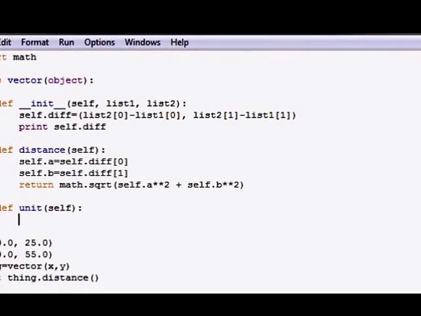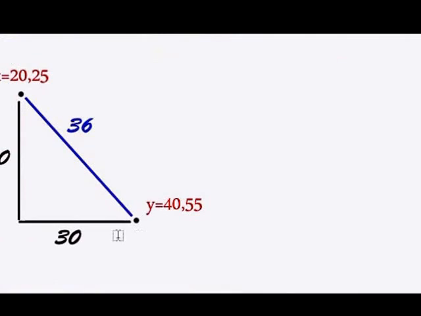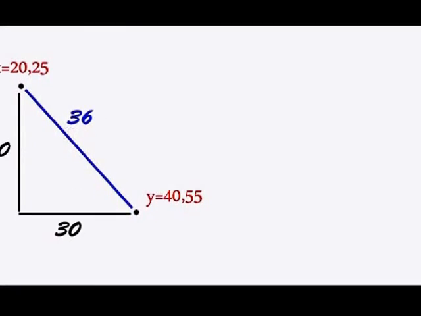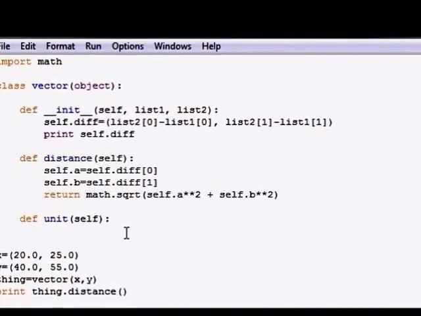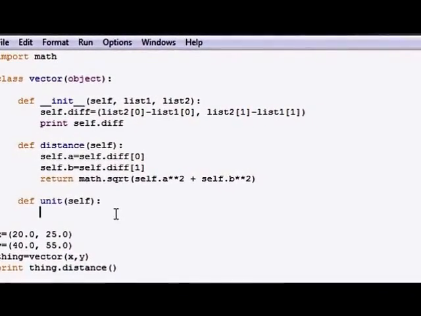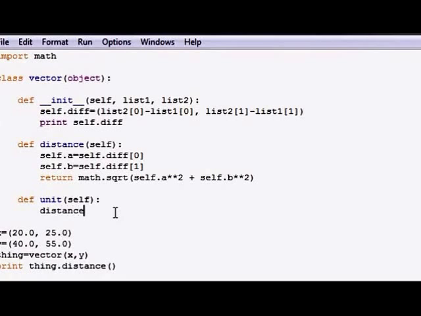In order to calculate the x unit vector, what you do is take the x side of A and put it over the distance. And in order to calculate the y unit vector, take the y side and put it over distance. So 20 over 36 and 30 over 36. So let's go ahead and do that. The first thing we need is a variable for the distance. So we'll write distance equals self distance, since we already found that out in the last tutorial, no need to do it again.